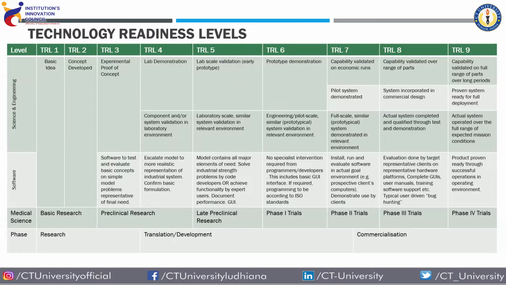And TRL level 6 defines the prototype demonstration in the actual world. For the first time, we are using that prototype in the actual environment outside the lab. And TRL level 7 defines the capability validated on economic run. So now we have to think the product is almost developed. Okay, so the major design portion is done during the TRL level 6 portion.